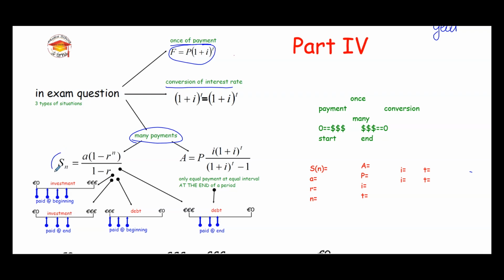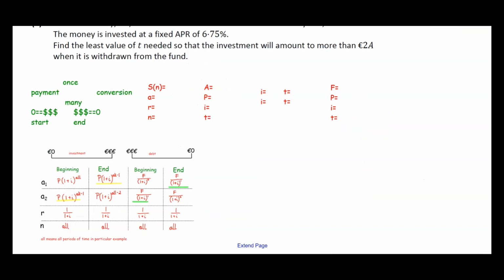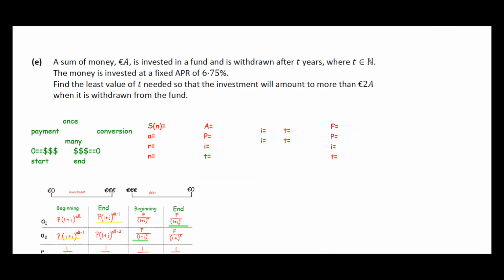And here, the formula that will always work in all situations is the sum formula, the sum of a geometric sequence, or the amortization formula that only works in a specific situation. First, it has to be the end period, and it will have to go from a situation of having a debt, from not having money, to having zero money. Okay, so let's have a look at this specific example so that we can apply our formula.